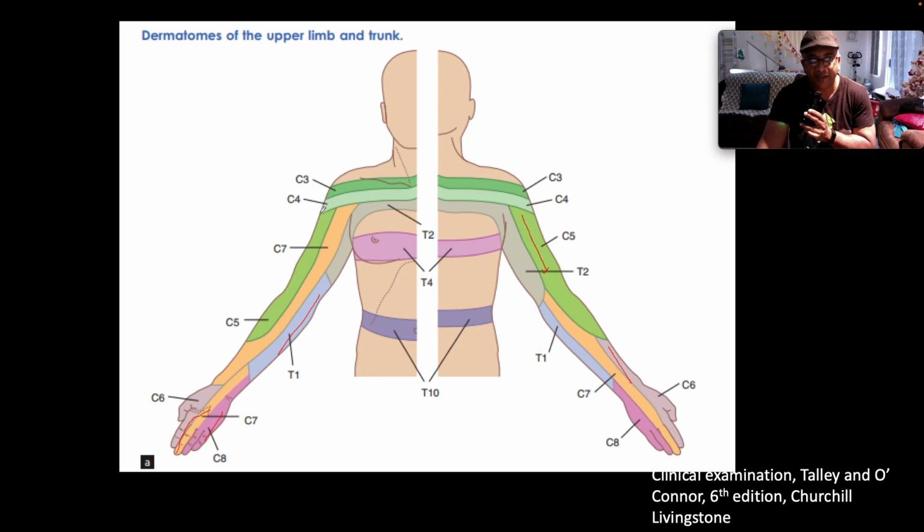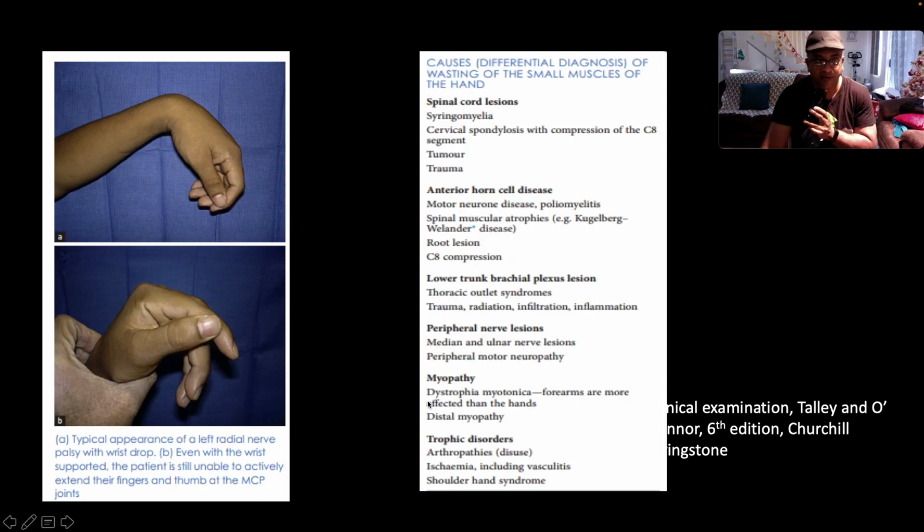Once again, C5 is going to be the lateral arm. C6, I beg your pardon, is going to be the lateral forearm. C7, the middle finger. C8, the medial hand. T1 is the medial forearm. T4, the level of the nipples. T7, the xiphisternum, T10, the umbilicus, T12, hypogastric or suprapubic area.